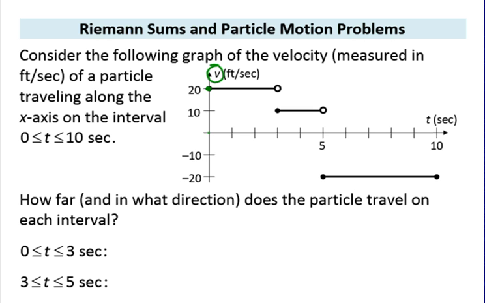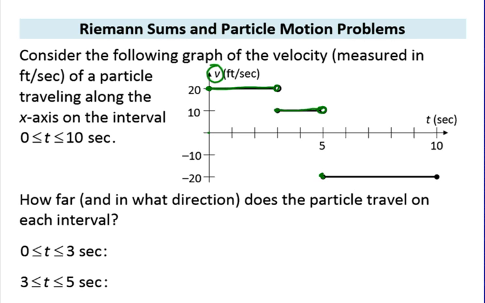So for the first 3 seconds, this particle is moving with a velocity of 20 feet per second. Then at 3 seconds, it automatically jumps down to a velocity of 10 feet per second. It stays constant until 5 seconds. So then at 5 seconds, it drops down to negative 20 feet per second.